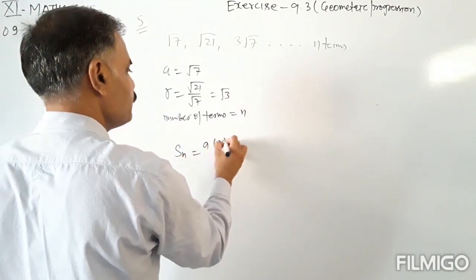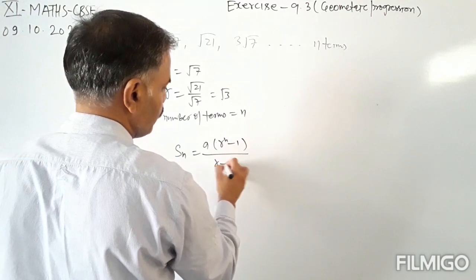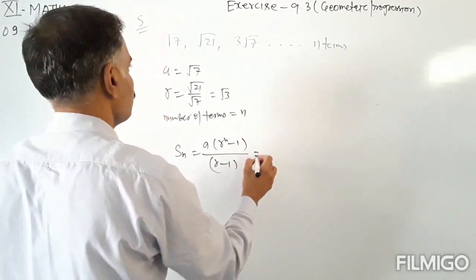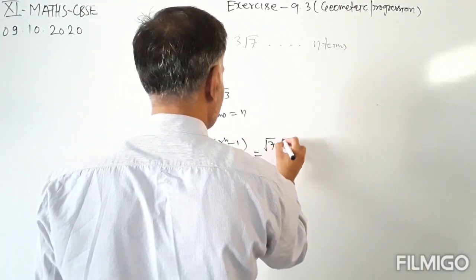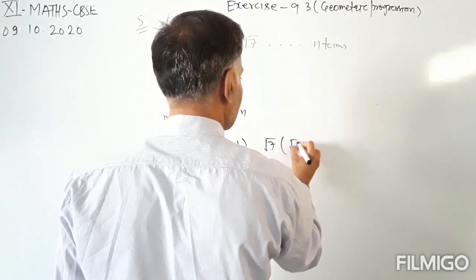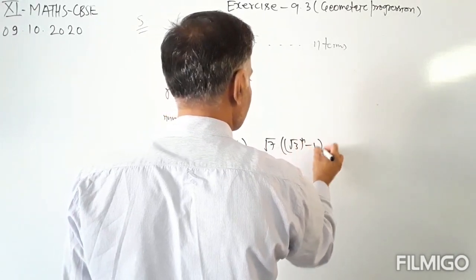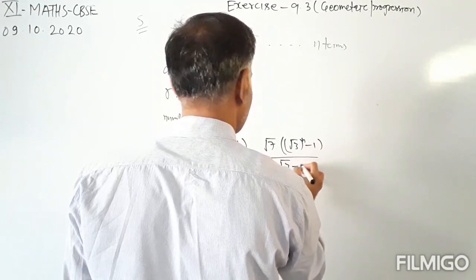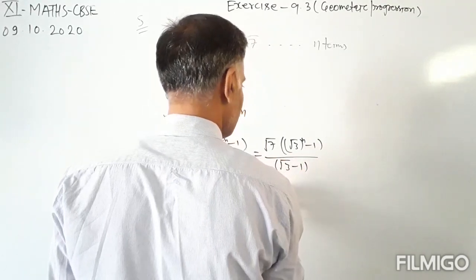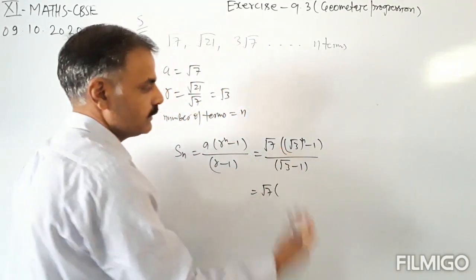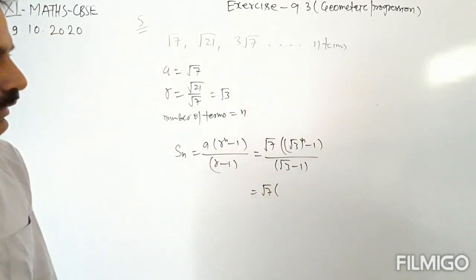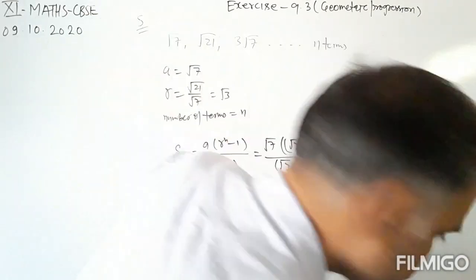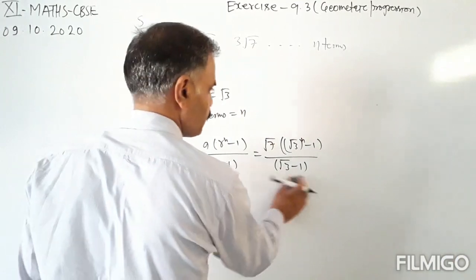We have to find Sn, which is a into r to the power n minus 1 upon r minus 1. That is under root 7 into under root 3 to the power n minus 1 upon under root 3 minus 1. This cannot be solved further. So this is the answer.